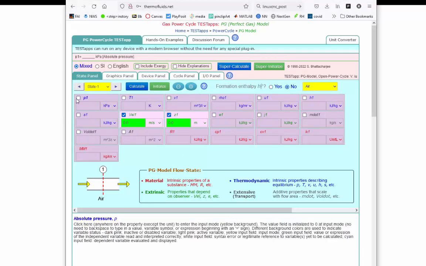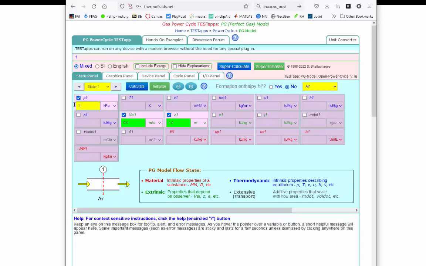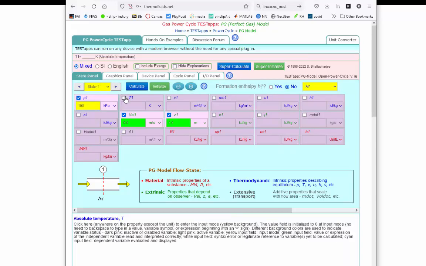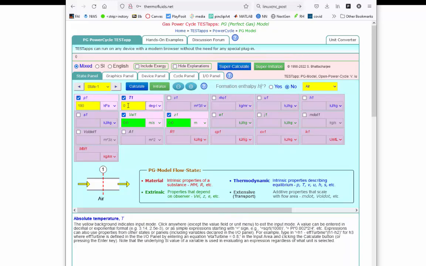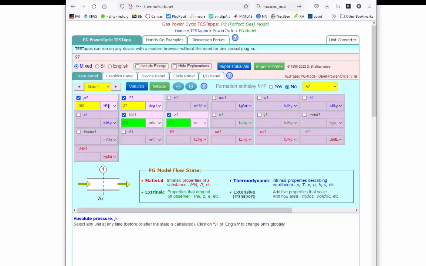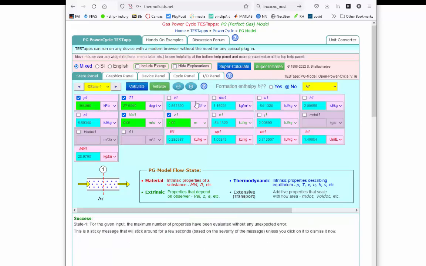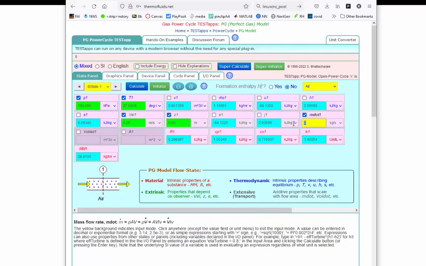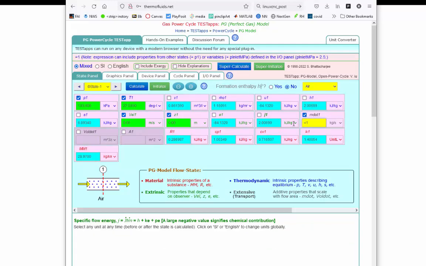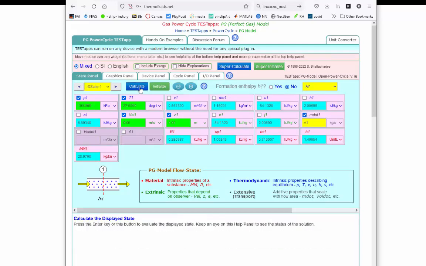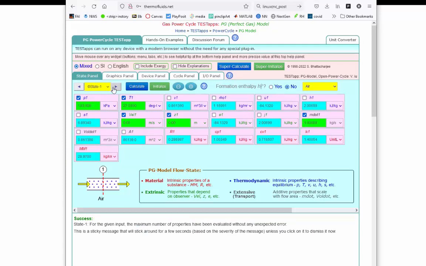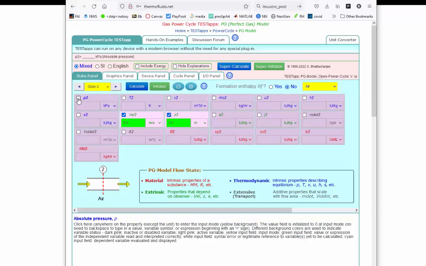State 1 is going to be the inlet, and our pressure was 100, and the inlet temperature was in degrees Celsius, and that was 27. It can calculate all the intensive variables. Let's just do this per mass like the last one did, so we'll set our mass flow rate to 1, and then we can get our extensive variables as well.